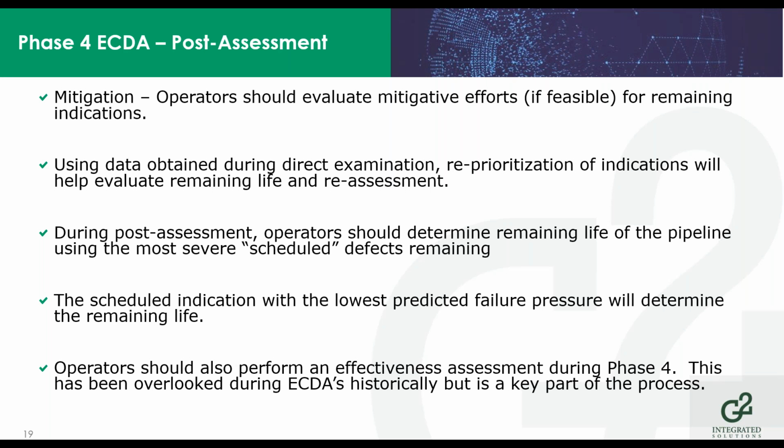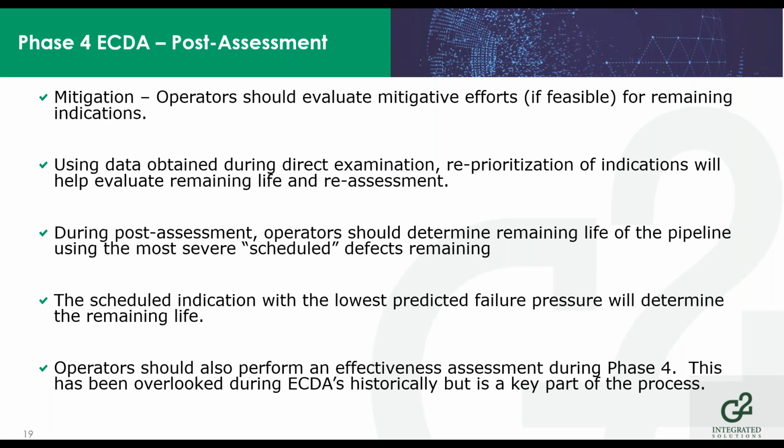Reprioritization. If you perform your direct examinations and it's uncovered that the corrosion or the damage is more severe than originally anticipated, you must reprioritize your indications. So if you've got immediate indications or scheduled indications that, when uncovered, indicate a more severe level of corrosion occurring, the measurements and the data you're gathering from that should be applied to the other remaining indications to reprioritize those, as it may change how you're going to attack those problems in the future.